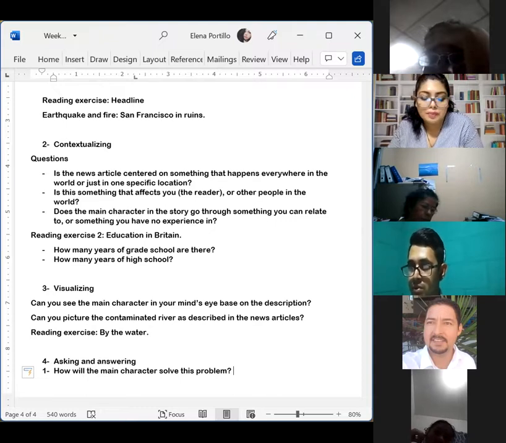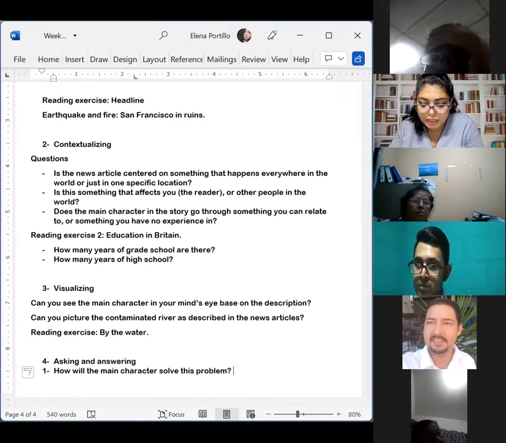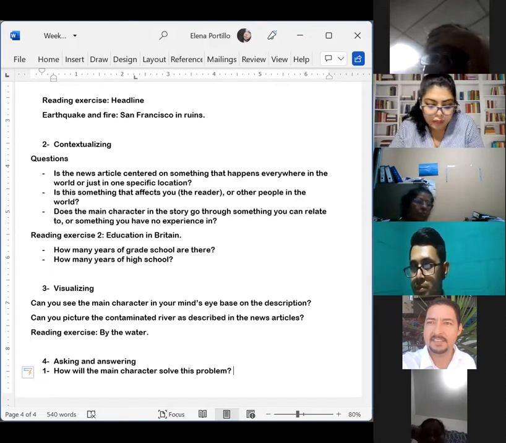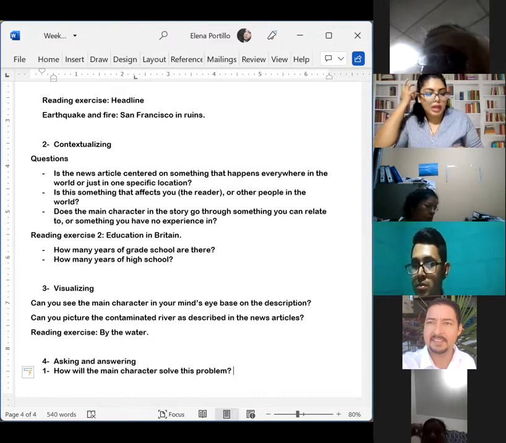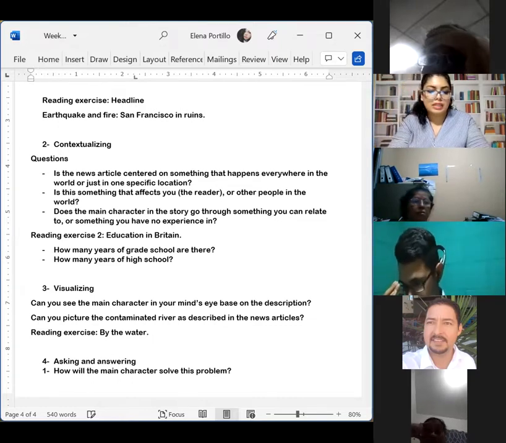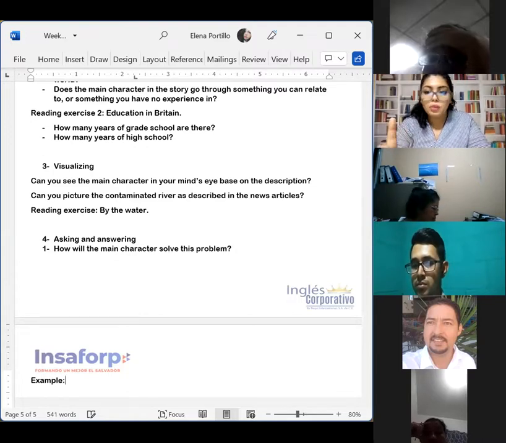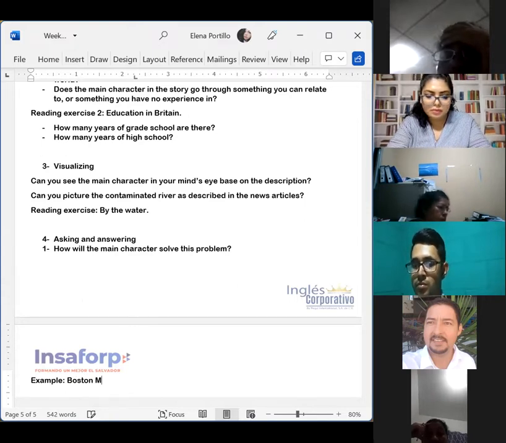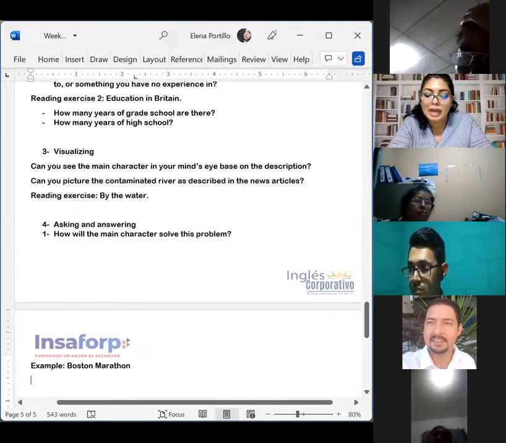So in this case, we have a piece of this kind of article. It says Boston Marathon. It's an article. And we can have three questions about the article. For example, we have this article. This is the example. We are going to do it like this. Example. We have the name, Boston Marathon. And we can ask questions about this article.